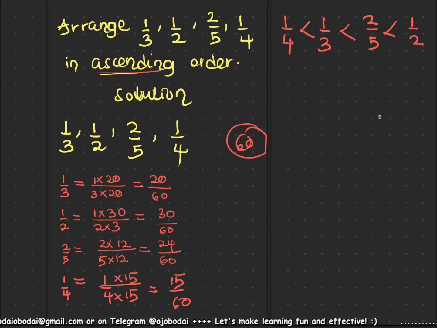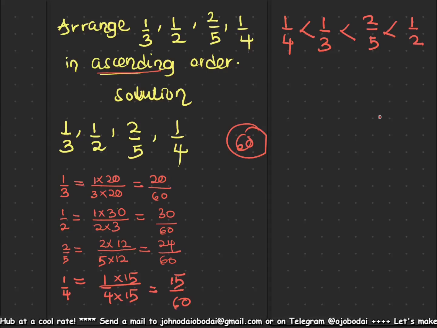As you have seen us do, we first change them into equivalent forms, all of the same denominator. After which, we then arrange the numerators. I hope that makes sense.